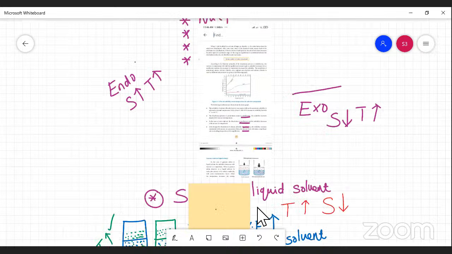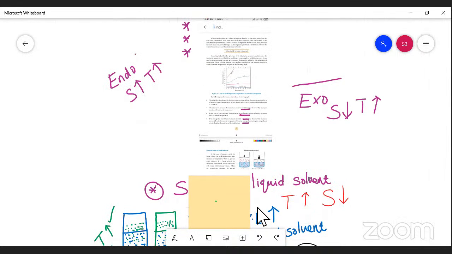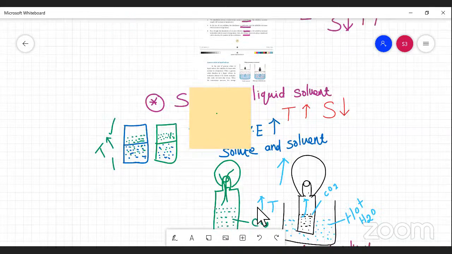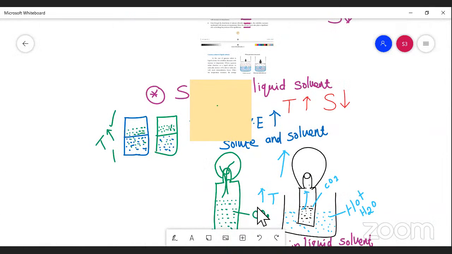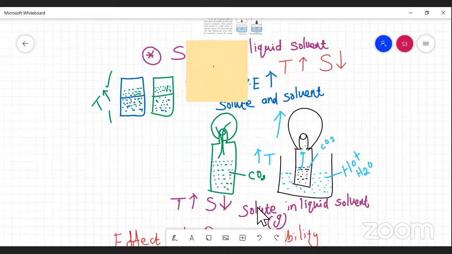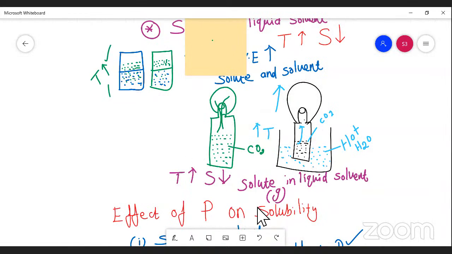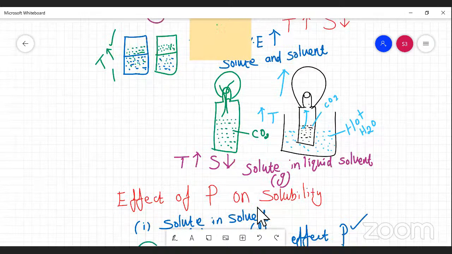After that, the second system we have seen is a gaseous solute in a liquid solvent. There, solubility decreases with an increase in temperature. We saw this with the soda bottle experiment. Then we discussed the effect of pressure on solubility.